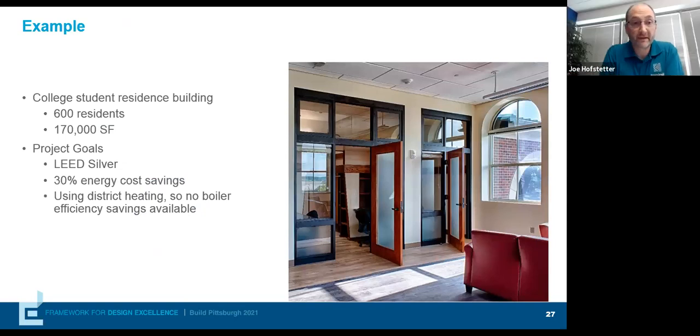So a little bit of an example of this, and the thought process behind it: here we had a college residence hall, 600 residents, 170,000 square foot building. The project goal was to be LEED Silver, and as part of that LEED Silver agenda, they wanted approximately 30% energy cost savings on the energy performance values.